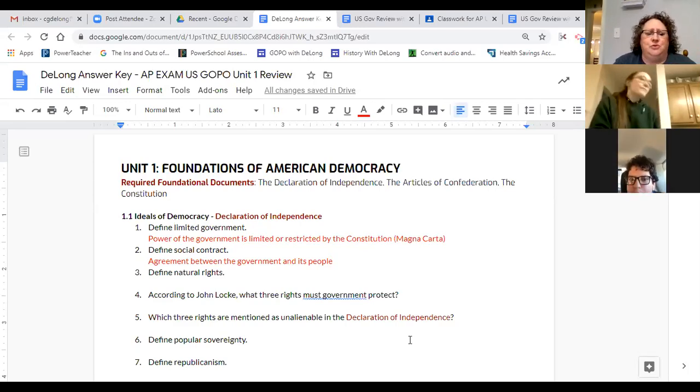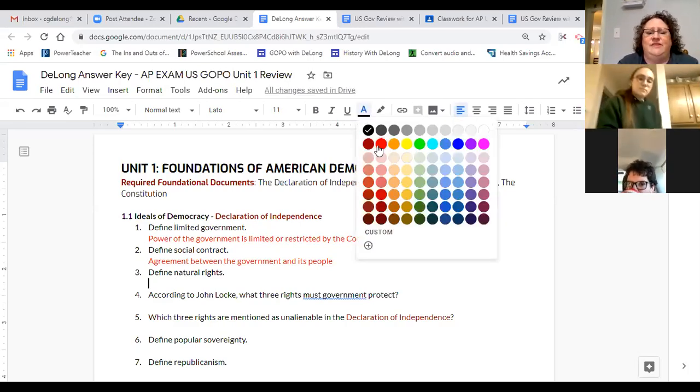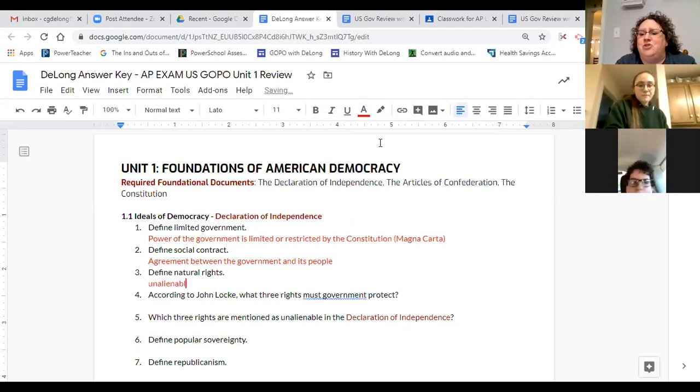Now, natural rights. So remember, there are several different ways that we can define these. We can say that these are, as Thomas Jefferson calls them, unalienable rights, okay? These are our rights that we are born with that no one can take away.